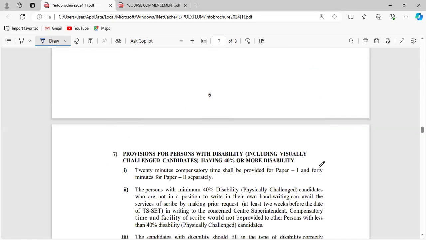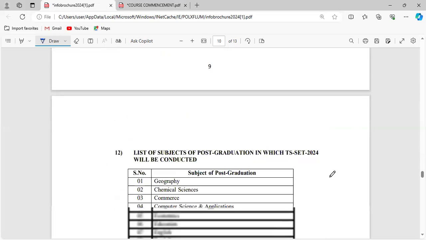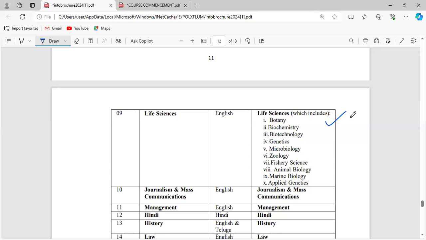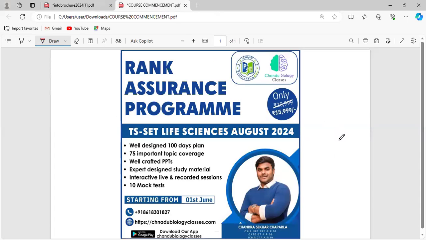Now, we are going to conduct a class for this examination, particularly for the life sciences exam, and we have 10 different subjects under life sciences. In our class, we assure you that we have a structured plan. We have a 100-day plan, and we are going to cover the most important topics mentioned in the syllabus. We will take the class by providing PPTs so that you can easily understand all these concepts.